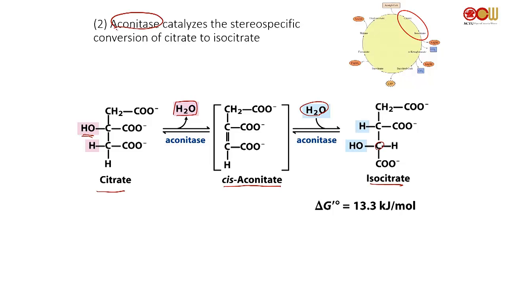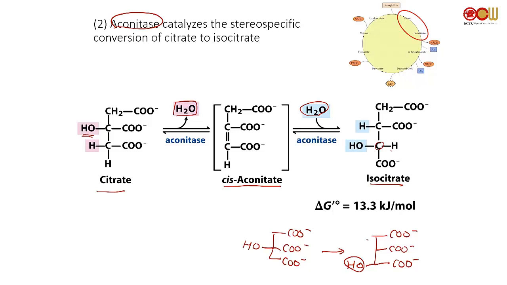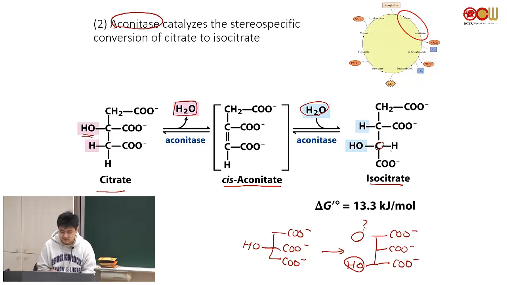Now, this reaction is very interesting, because if we draw it like this, we will always draw isocitrate like this. How come the oxygen is not here? Why not? Initially there's no chiral center here, so why is it that the OH always ends up here? How come it cannot end up here? Or are they the same thing?